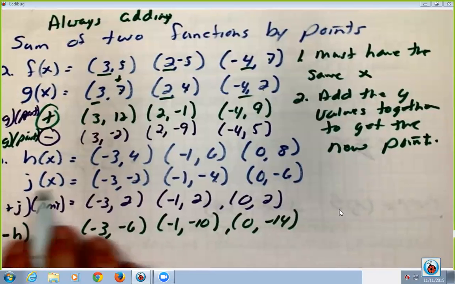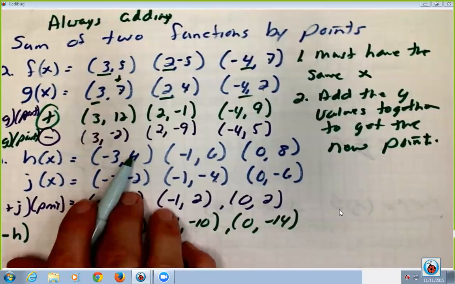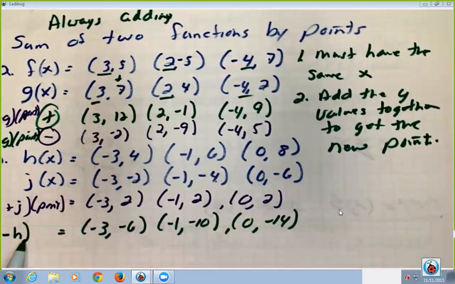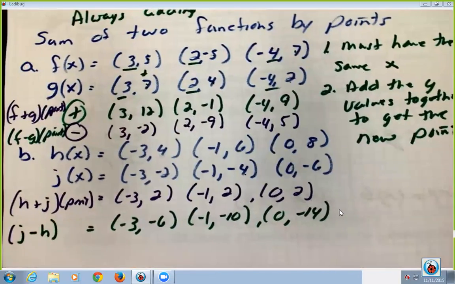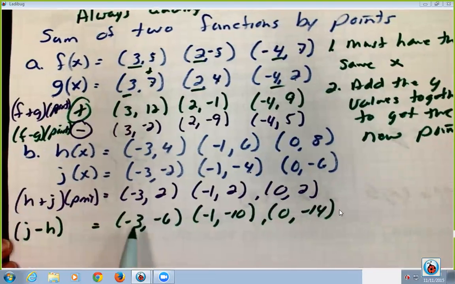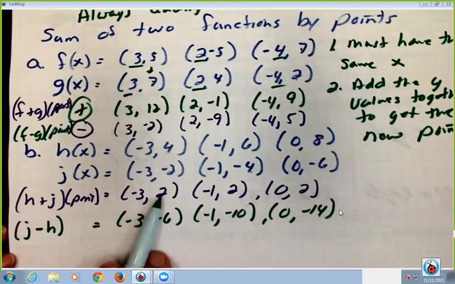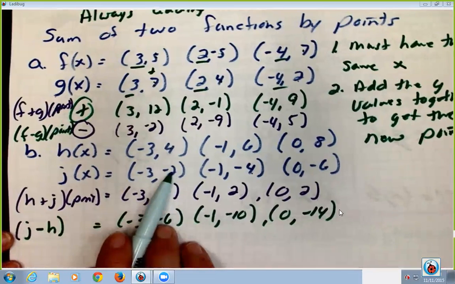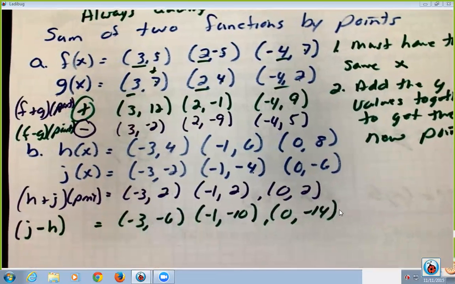No, it's going j minus h. See how it says j minus h? Oh, now can you see it? It's kind of off the screen there. It was j minus h. I switched it so that you had to put j in first and then minus h. So that's why. Okay? Yep. So that's what made our difference in there with those.